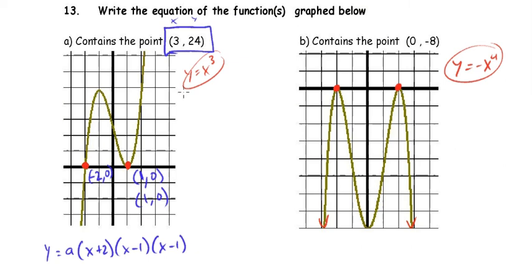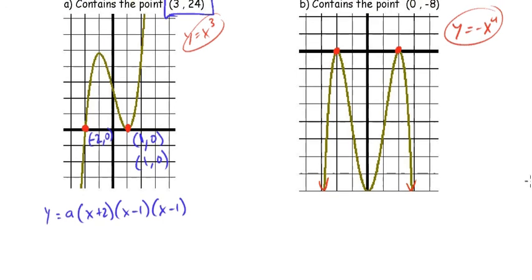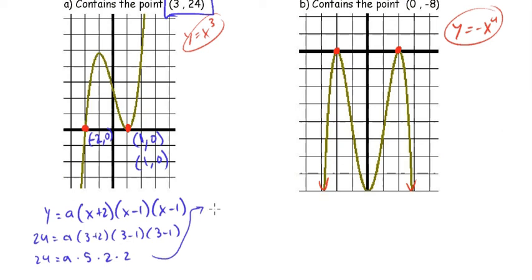All we're going to do is substitute those right in. My y value is 24, so 24 equals a times 3 plus 2 times 3 minus 1 times 3 minus 1. And so 24 is equal to a times 5 times 2 times 2, which gives me, let's say that's 10, 20, and so I've got 24 equals 20a. Divide each side by 20 and get a equals 12/10, so 6/5. A equals 6/5. And make sure you don't stop there.